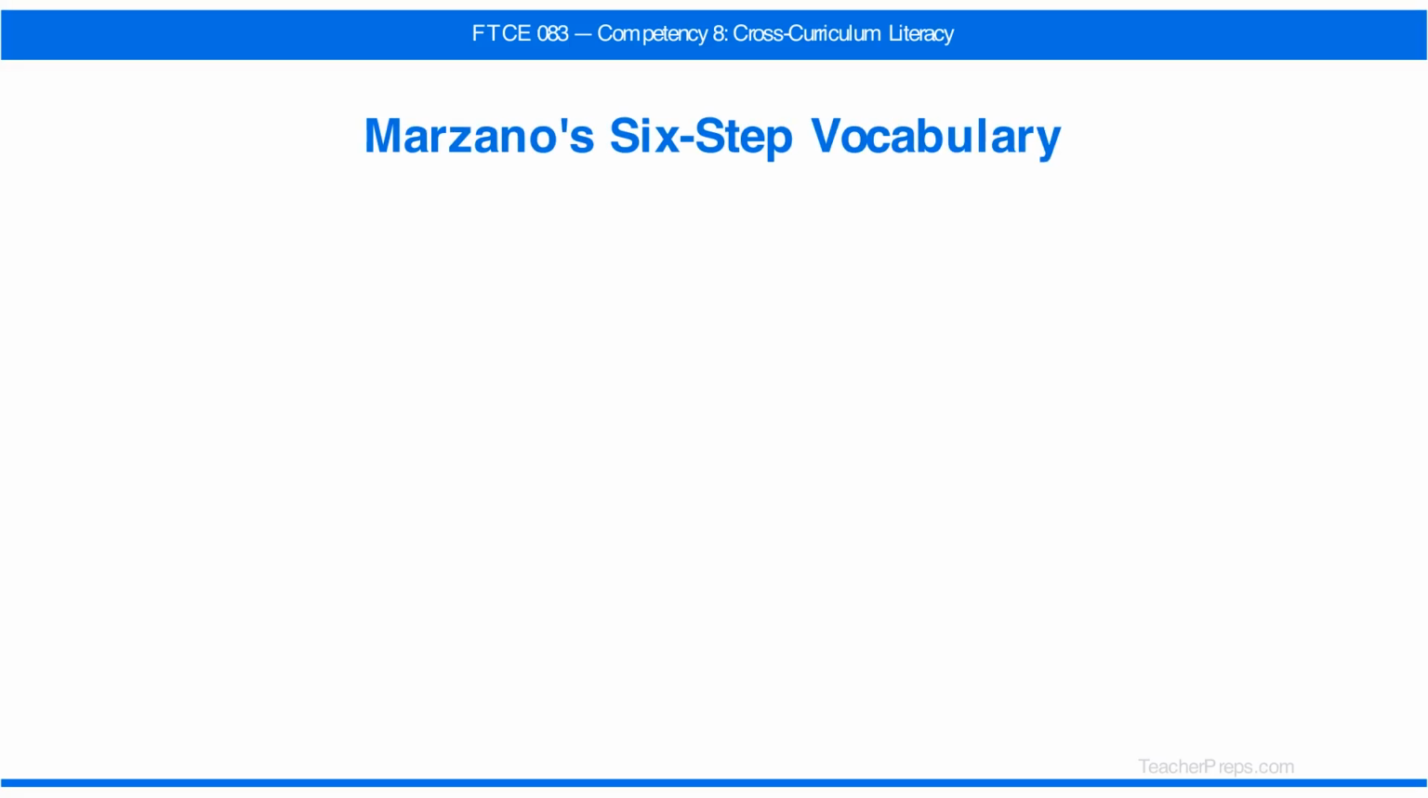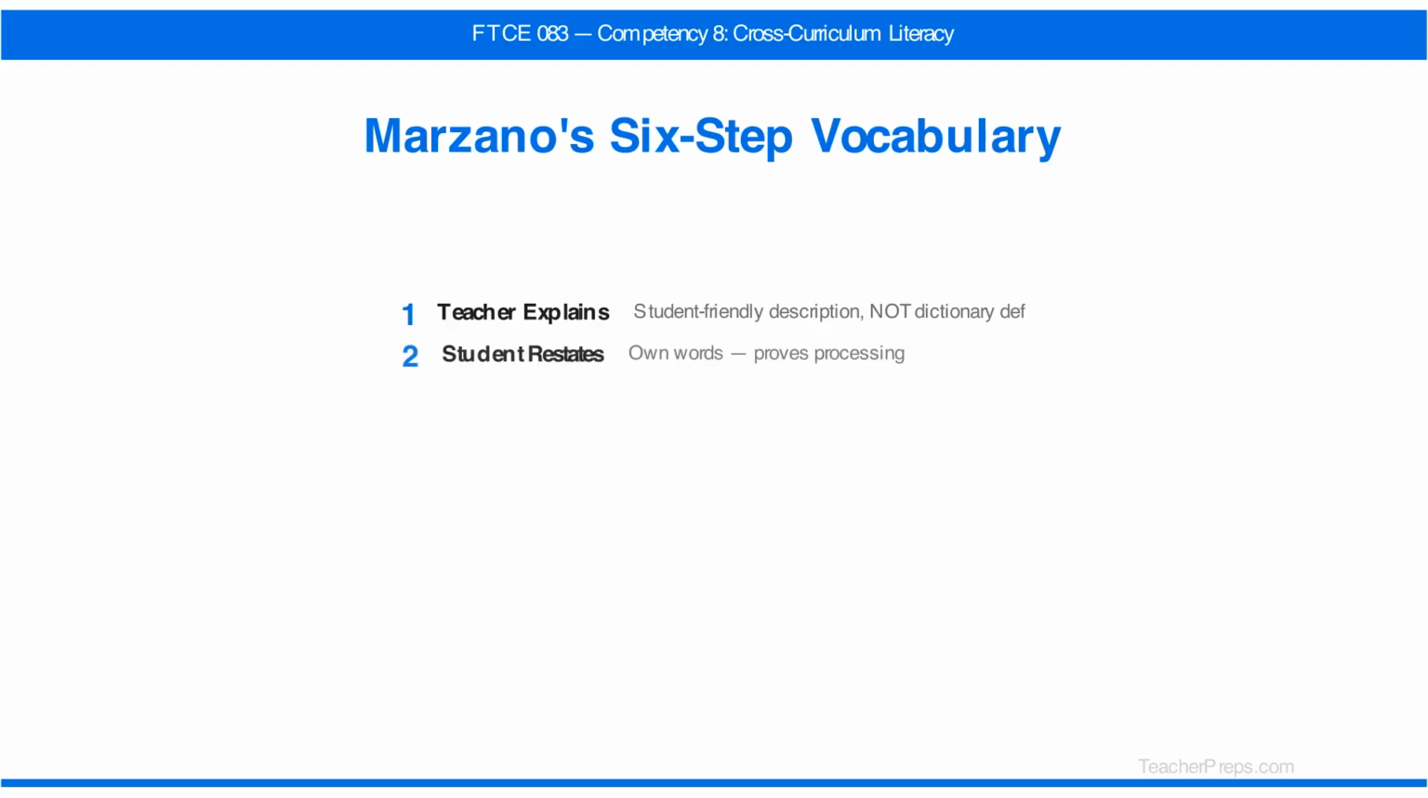Now let's cover Marzano's 6-step vocabulary process. This is a research-based approach to teaching vocabulary that goes far beyond having students copy definitions. Step 1. The teacher provides a description, explanation, or example of the new term. Notice this is not a dictionary definition. It's an accessible, student-friendly explanation.